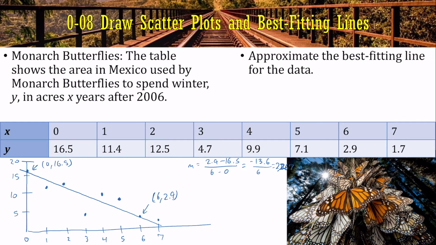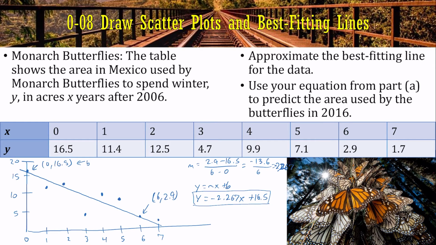And then we need a point. Since this is the y-intercept, that's the b, so it's y equals mx plus b. I know the slope, which is negative 2.267, x, and then b was 16.5. Guarantee that that was not the best answer. But that's our approximate.